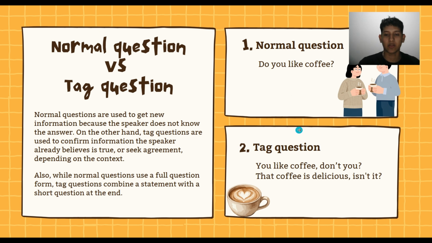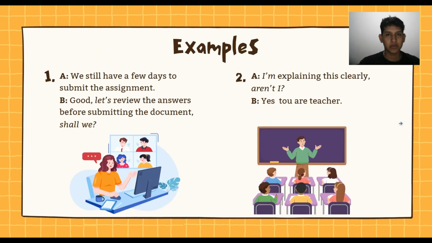And then there are the tag questions. There are these two. You like coffee, don't you? That is seeking to confirm something that you may believe is true. And then, that coffee is delicious, isn't it? And there you are seeking agreement with you. Now we're going to see some examples to keep practicing before the last activity.